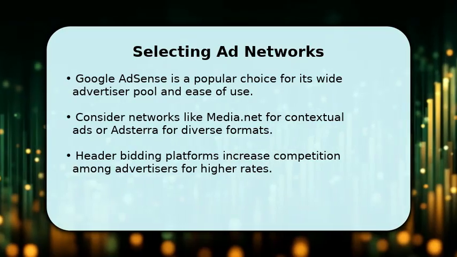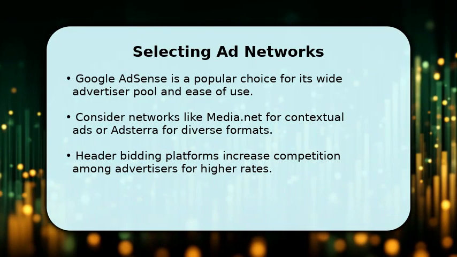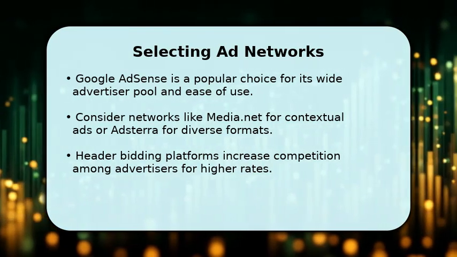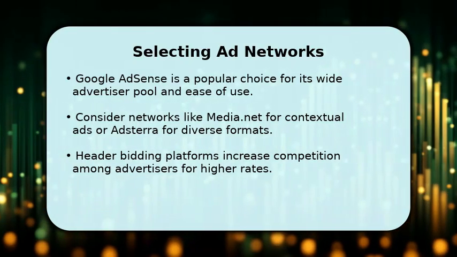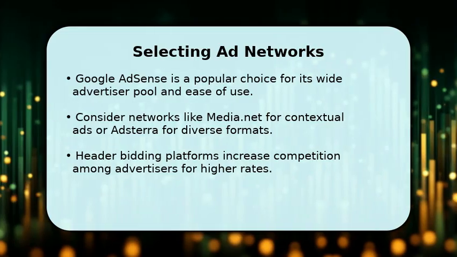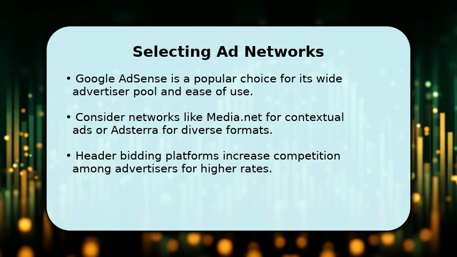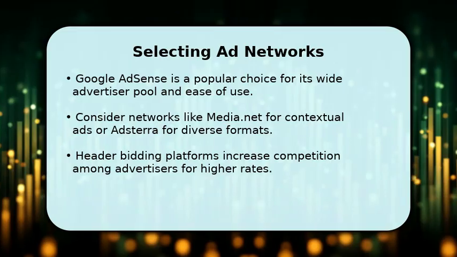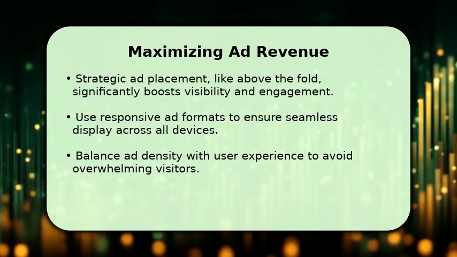Choosing the right ad platform is crucial for maximizing your earnings. Google AdSense is a widely used option, offering a vast pool of advertisers and straightforward integration. For contextual advertising, Media.net is a strong contender, while Ezoic provides a broad range of ad formats. To truly boost your revenue, consider implementing header bidding. This advanced technique allows multiple advertisers to bid simultaneously for your ad space, driving up competition and ultimately increasing your rates. Optimizing your ad performance involves smart strategies.